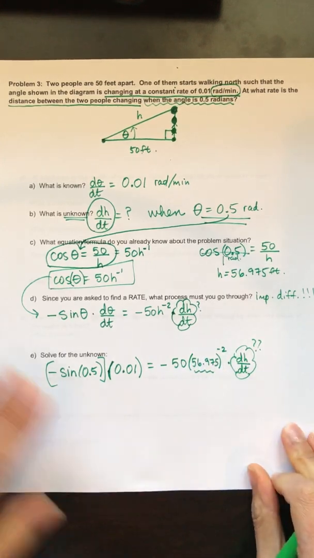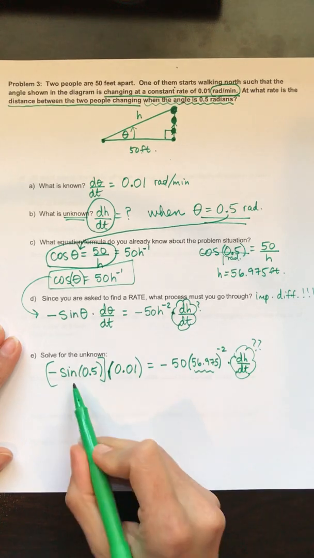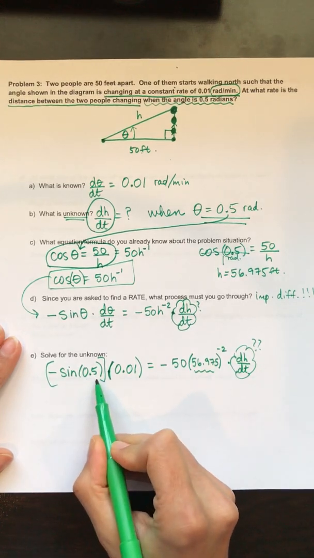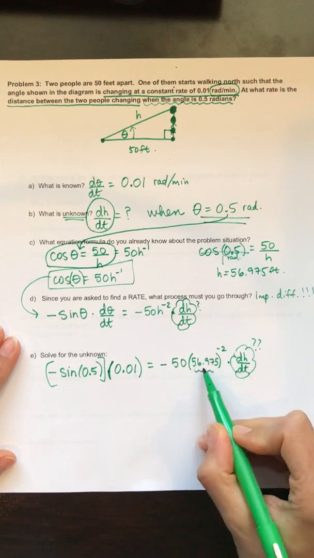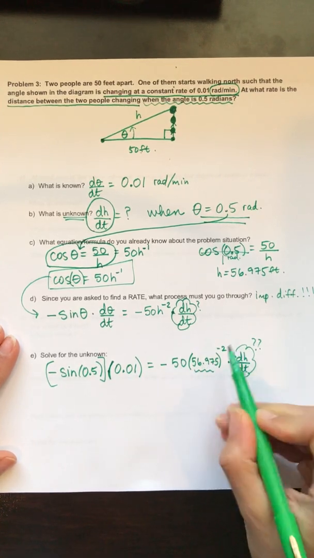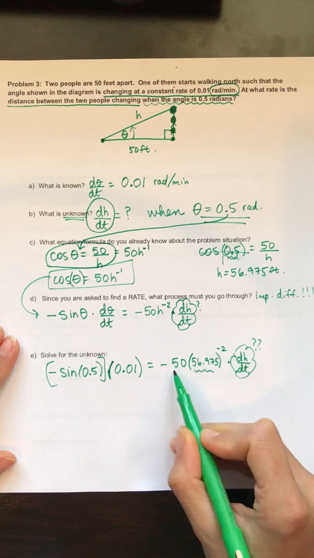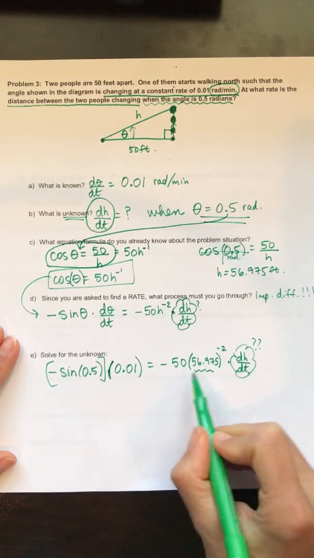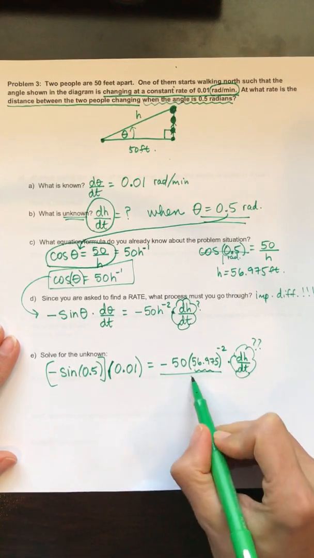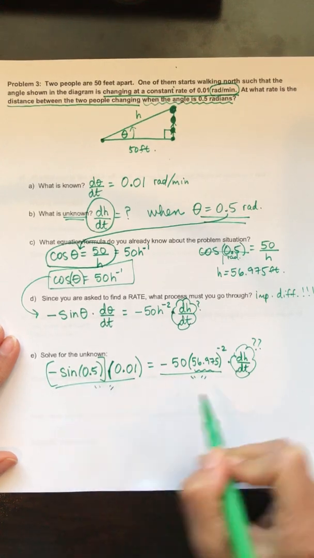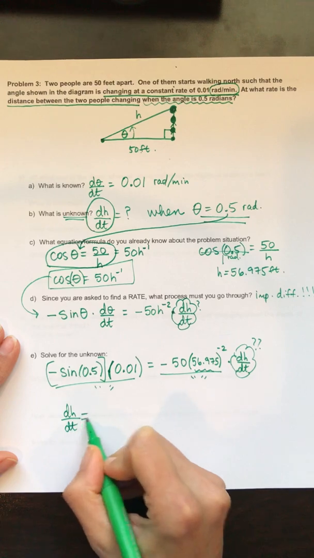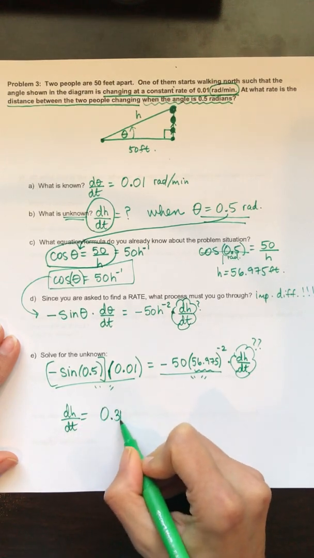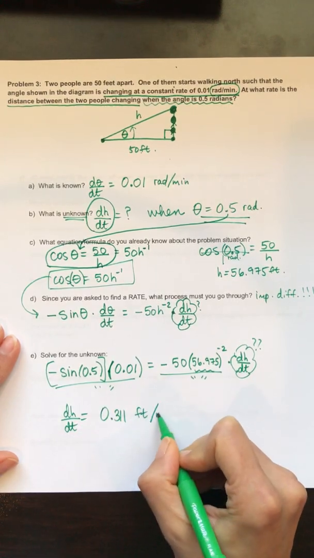All right, and so you take out your calculator, you punch in negative sine 0.5, it has to be in radians, times 0.01 equals, then you punch in 56.975, you raise it to the negative 2 power, and you multiply by negative 50, and then you divide both sides by this expression, okay? And you get dH over dt is equal to 0.311 feet per minute.